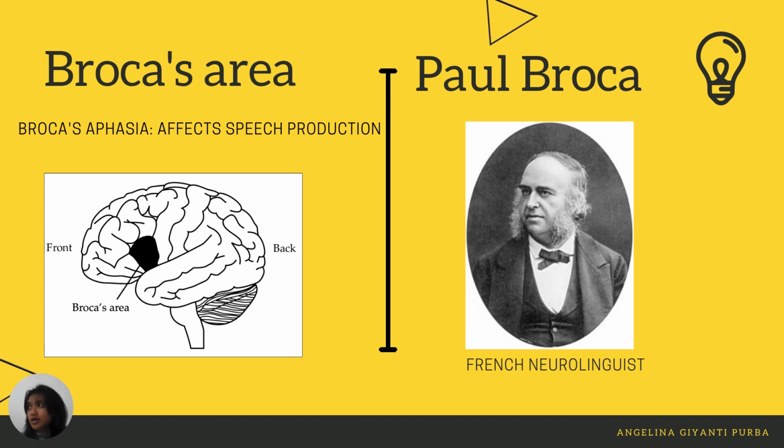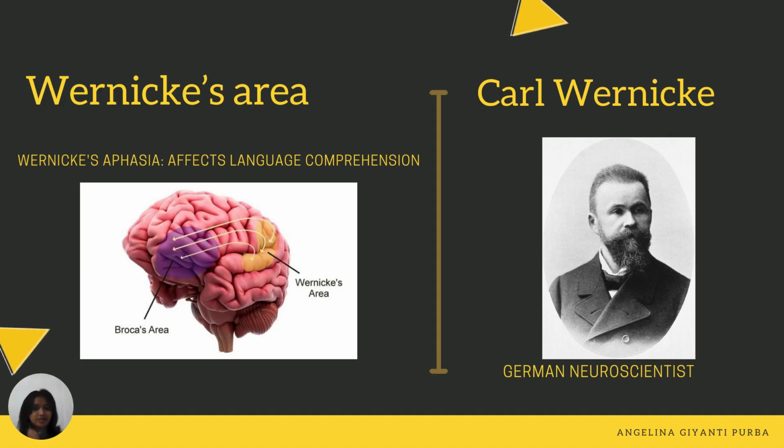For example, patients with Broca's aphasia can actually talk. They can move their lips or their tongue, but they cannot connect the ideas or the things they wanted to say. People who suffer damage or injury in Broca's area can actually understand language, but they have difficulties forming words or sentences. And here is the picture of our brain showing Broca's area. Broca's aphasia affects speech production. So yeah, that's the point.